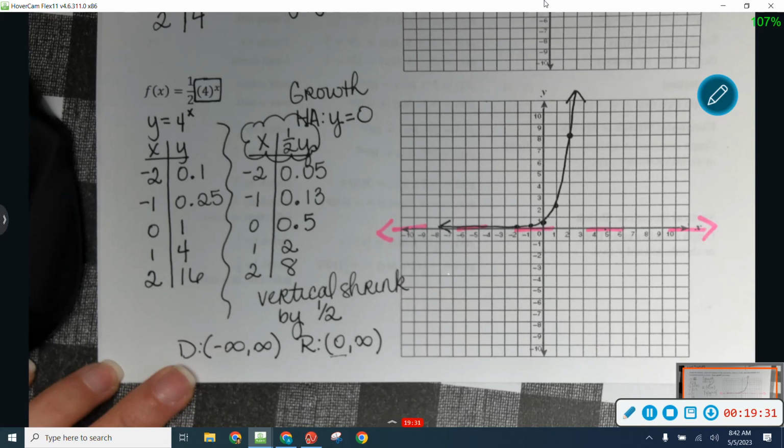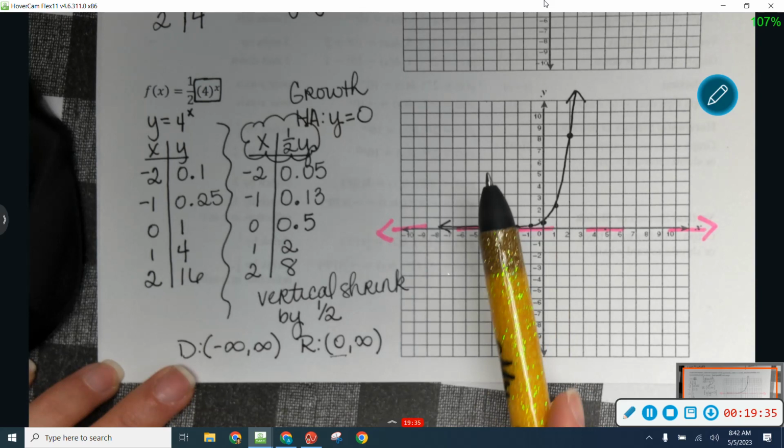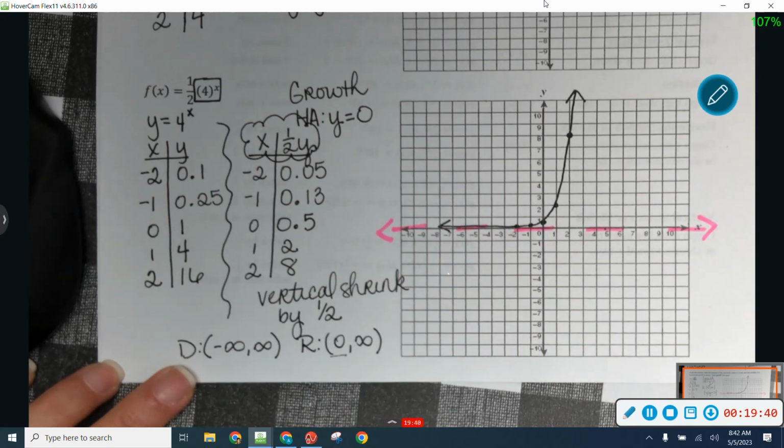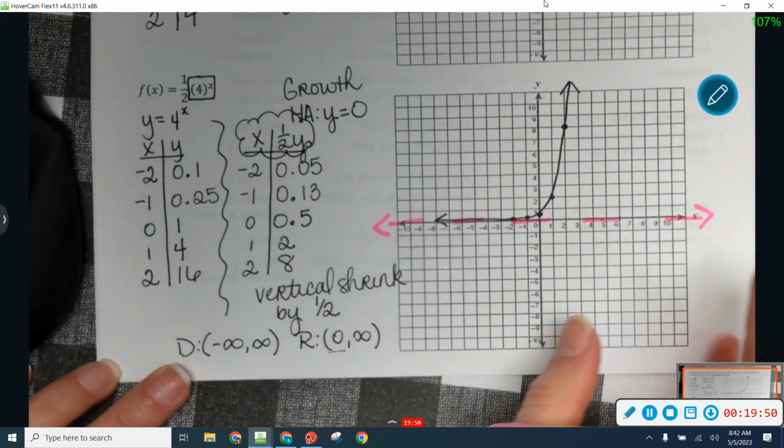Yes. How do you determine the domain? For the domain, you don't have a vertical asymptote, so it's always going to go forever to the left, negative infinity, forever to the right, positive infinity. So is it always going to be negative infinity to positive infinity? For exponential, yes. Okay.